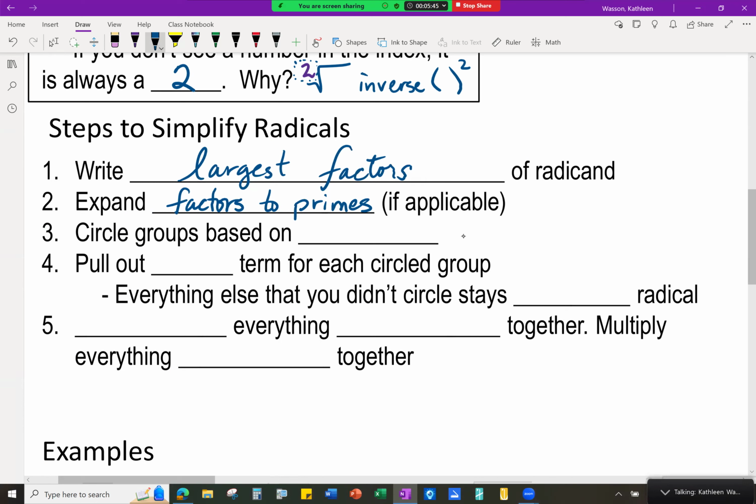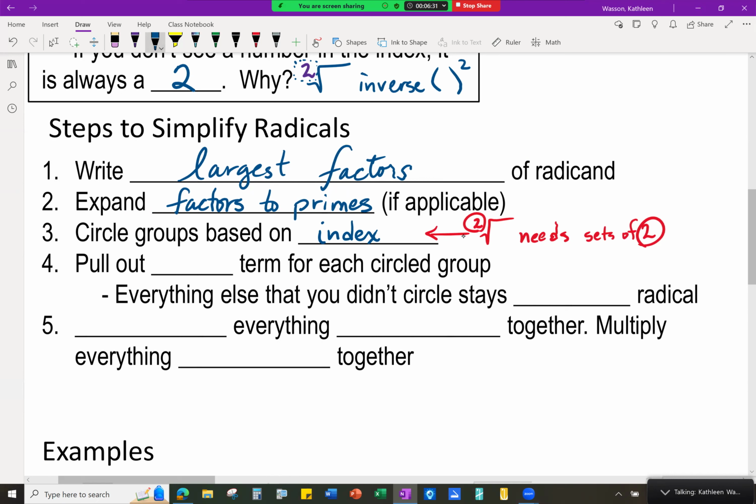Circle groups based on the index. So what I mean by this is for a square root, I would need sets of 2. A cube root would need sets of 3. A fourth root would need sets of 4. The index is what tells you how many matching factors would comprise a set.